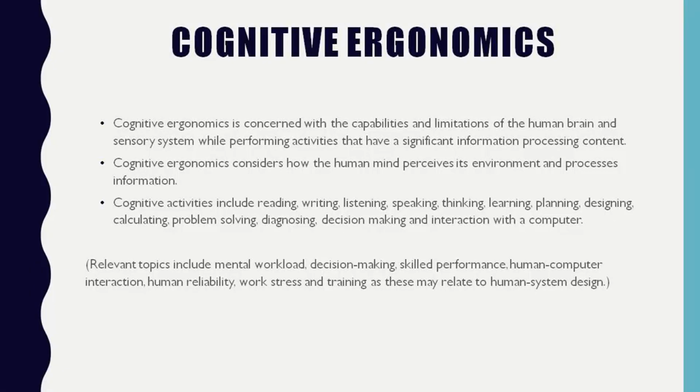Another topic that we are going to cover is cognitive ergonomics. So, cognitive ergonomics is the way we can understand. In general, cognitive activities are when you read something, when you write, when you listen to something, when you speak, when you think, when you learn something, in fact when you design something or when you calculate something. All the activities which take the assistance of the brain come under cognitive activities, and the study related to this is known as cognitive ergonomics.